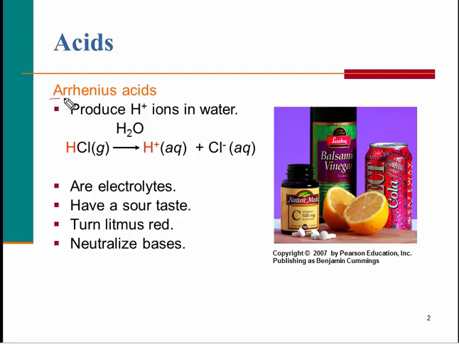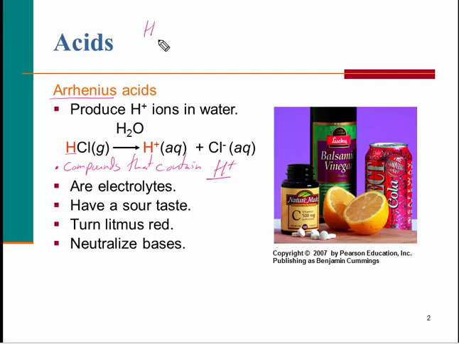Alright, so Arrhenius acids. Arrhenius defined acids as essentially compounds that contain hydrogen ions. So when you dissolve these compounds in water, they produce hydrogen ions. So you can say Arrhenius acids are compounds that contain the hydrogen ion. That's the H+ ion.